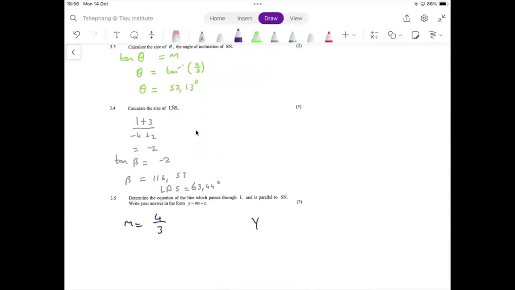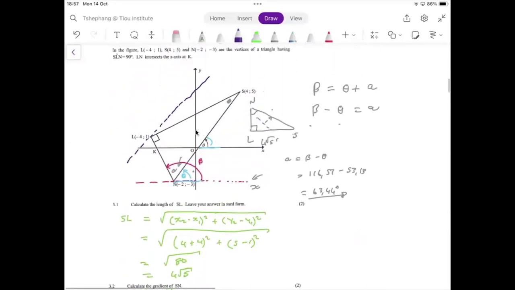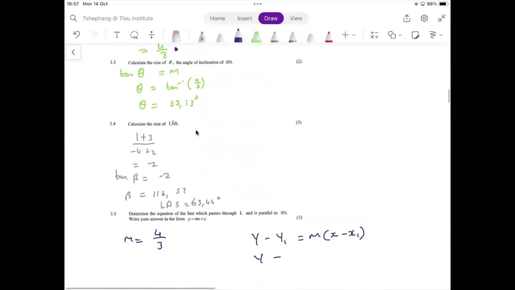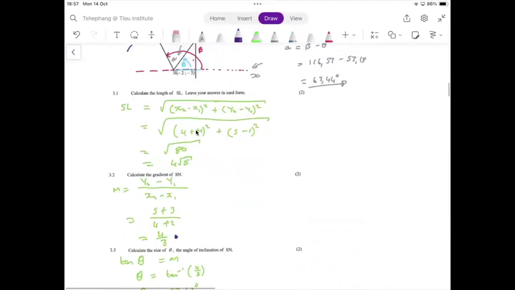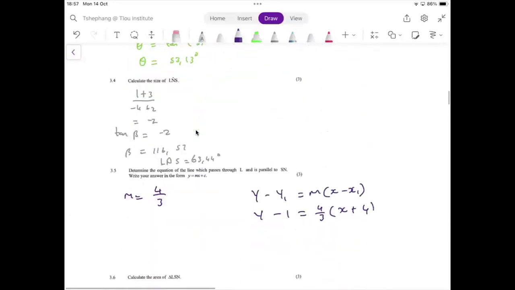Now I'm going to use y minus y1 is equal to m into x minus x1. So y minus, which point? y minus 1 is equal to 4/3 into x plus 4. Then y is equal to 4/3 x plus 16/3 plus 3/3, which is 19/3. And that would be the equation.